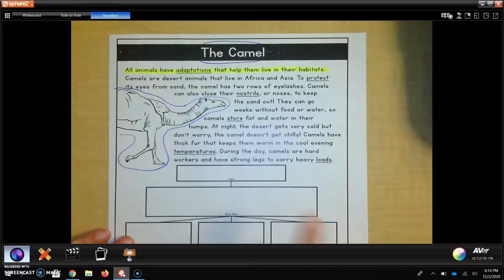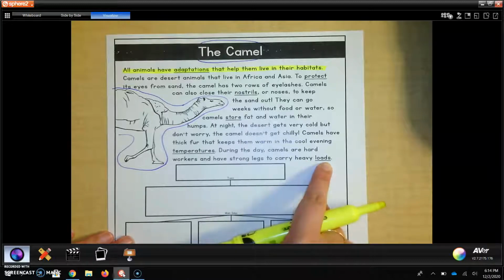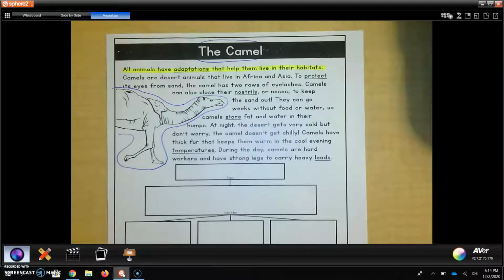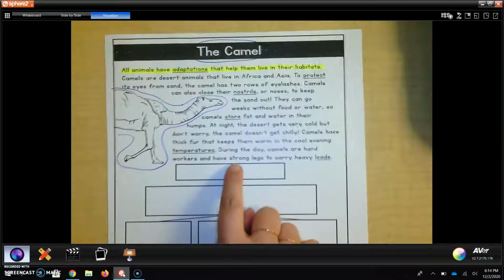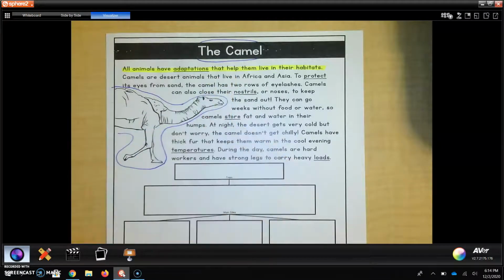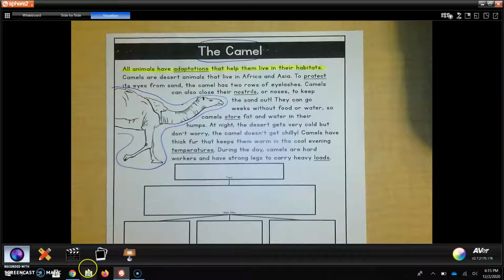And the last sentence says, during the day, camels are hard workers and have strong legs to carry heavy loads. So this was just a specific detail. I don't need to highlight that because that would probably be categorized under a supporting detail because it only talks about one thing, which is the camel's strong legs and what they do. But the first sentence was helpful because it was a broad sentence telling me that certain animals have special qualities that help them live in their habitat, whether that habitat is cold or hot. So once again, the adaptations. That was when we talked about the special things that animals have.